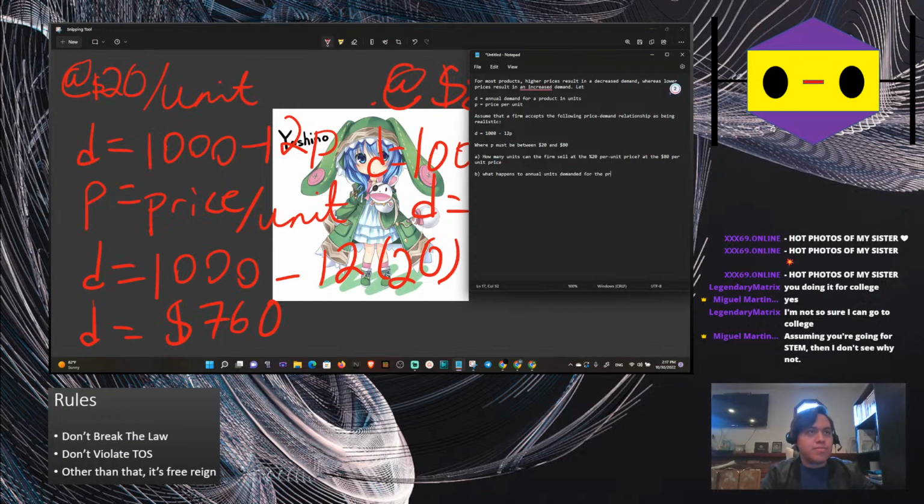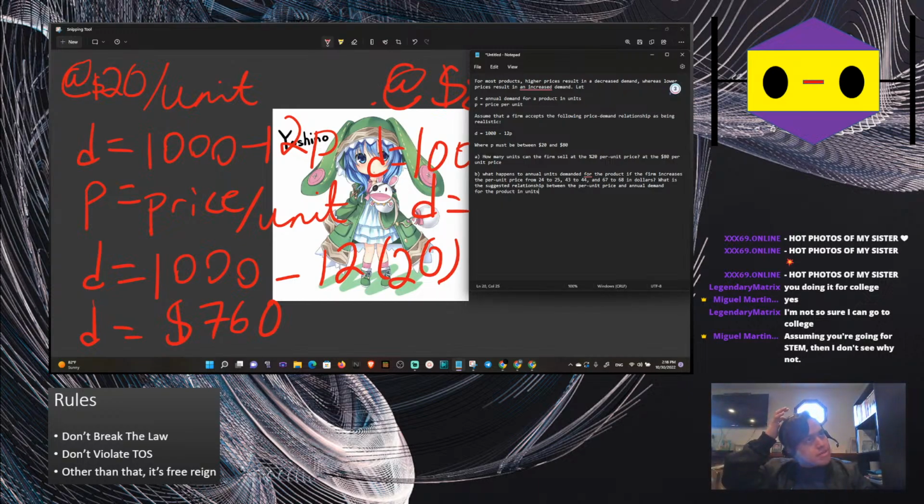Units demanded for the product if the firm increases the per unit price from 24 to 25, 43 to 44, and 67 to 68, and this is in dollars. What is the suggested relationship between the per unit price and annual demand for the product in units?